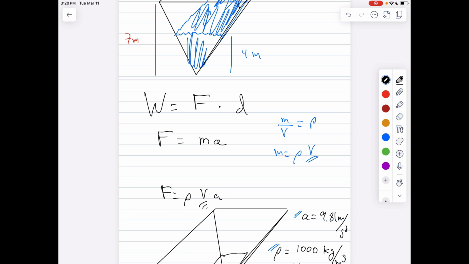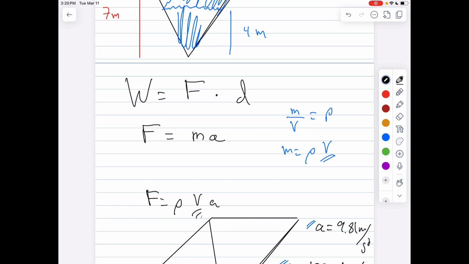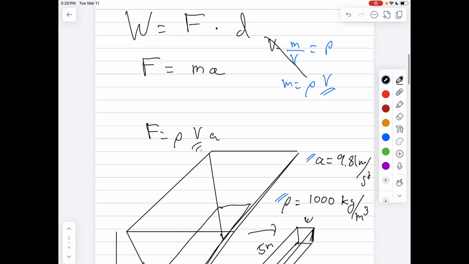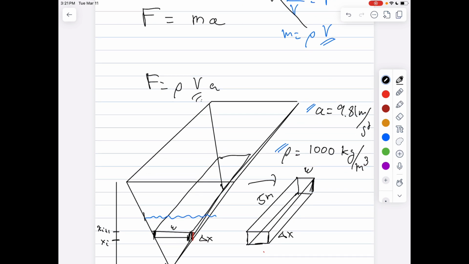We don't have a mass of anything given here. However, here's how we're going to do this. We know that mass over volume is equal to density, and mass equals density times volume. You just multiply both sides of that equation by volume, and that cancels that. And we actually have the density of water. That's 1,000 kilograms per meter cubed. And that equation F equals ma becomes density times volume times acceleration. And I can work with volume here, as I said.